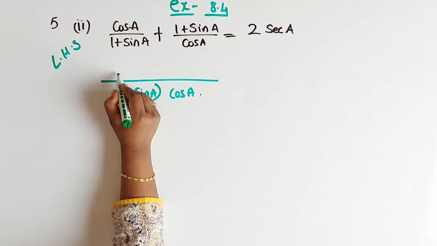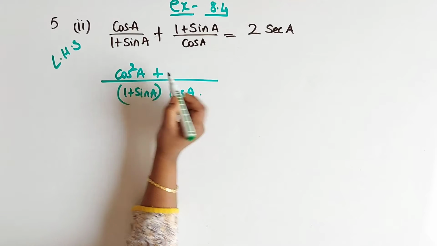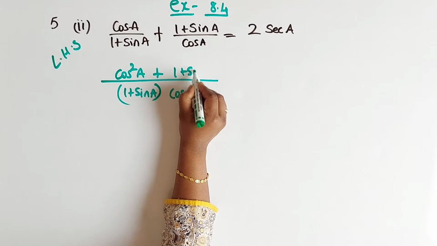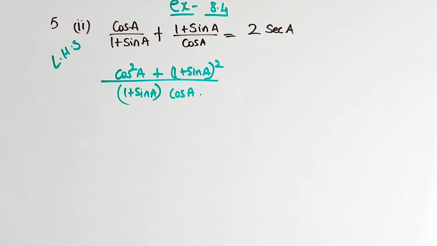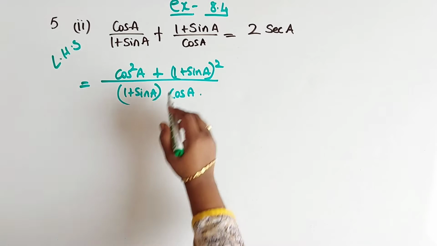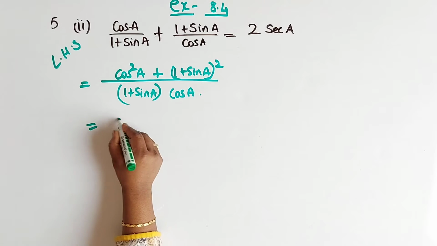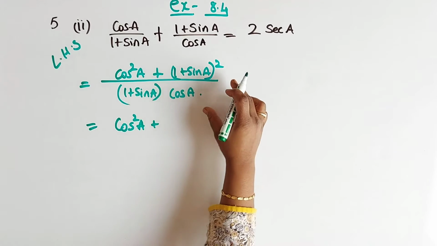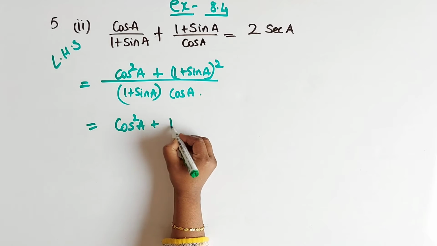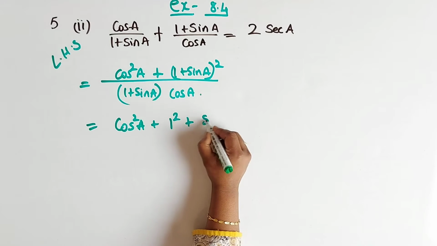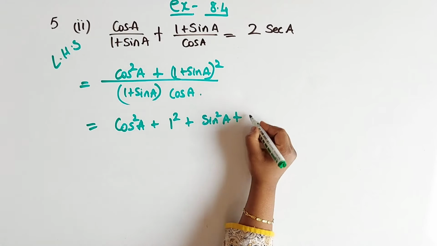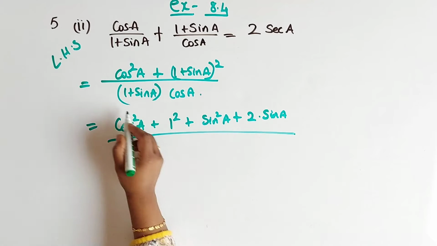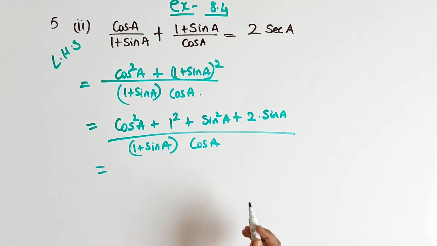So here 1 plus sin A is already there in denominator. So cos A into cos A, cos square A, plus here cos A is there in denominator, (1 plus sin A) into (1 plus sin A), (1 plus sin A) whole square. Now see here numerator, I am writing cos square A as it is plus (1 plus sin A) whole square. This one I can write as (a plus b) whole square: a square, that means 1 square, plus b square, sin square A, plus 2ab, 2 into 1 into sin A. In denominator same as it is, (1 plus sin A) into cos A, children.